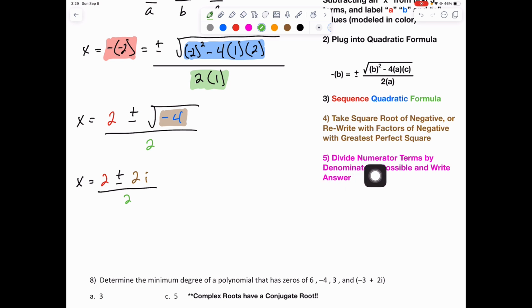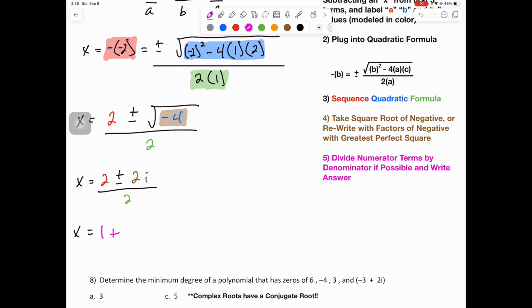Now, step 5 says to divide the numerator, or in this case, we have 2 plus minus 2i, numerator terms by denominator, if possible, and write answer. Well, 2 is definitely divisible by 2, so we are going to do that in pink. So x equals 2 divided by 2, which is 1. Let me actually put that in black for the x equals. 2 divided by 2 is 1. We're just going to write it as an answer. You could leave it as plus minus, but let's just go ahead and do it.